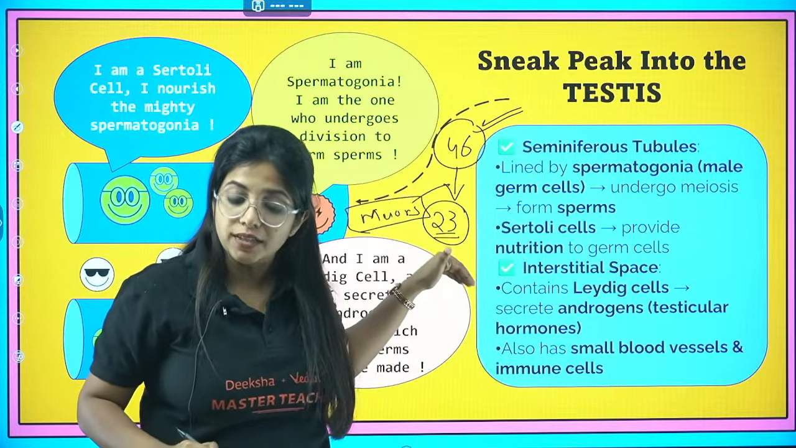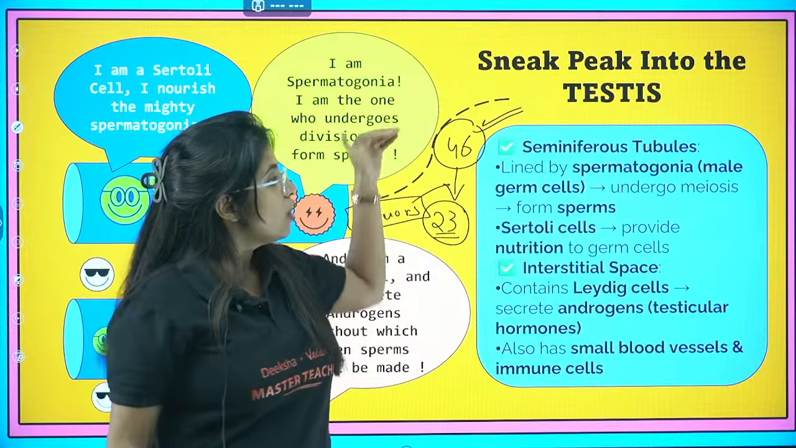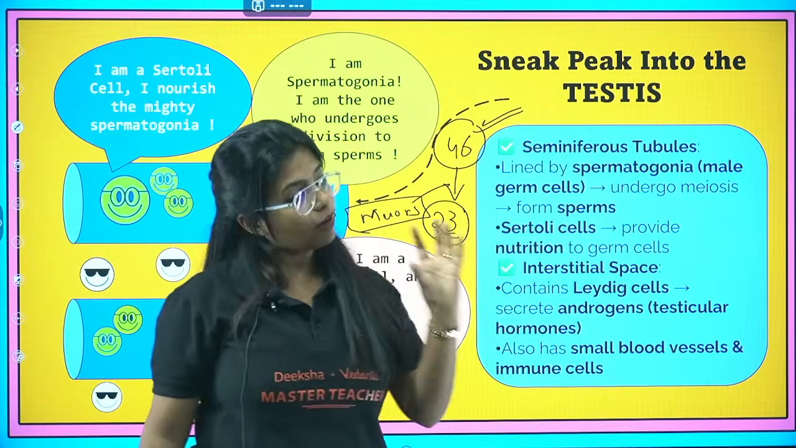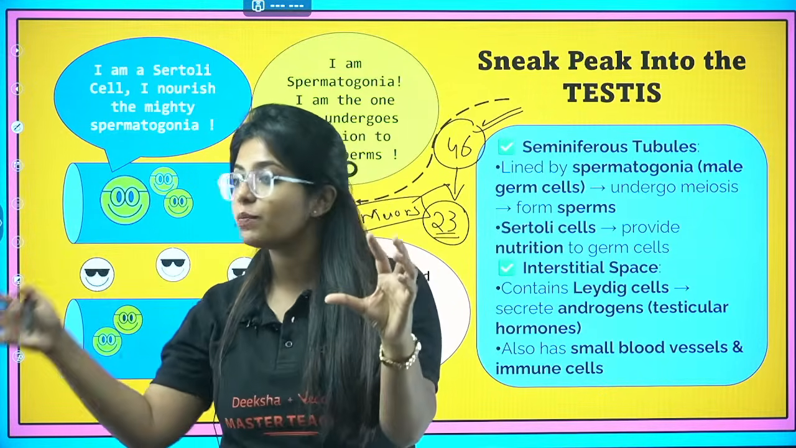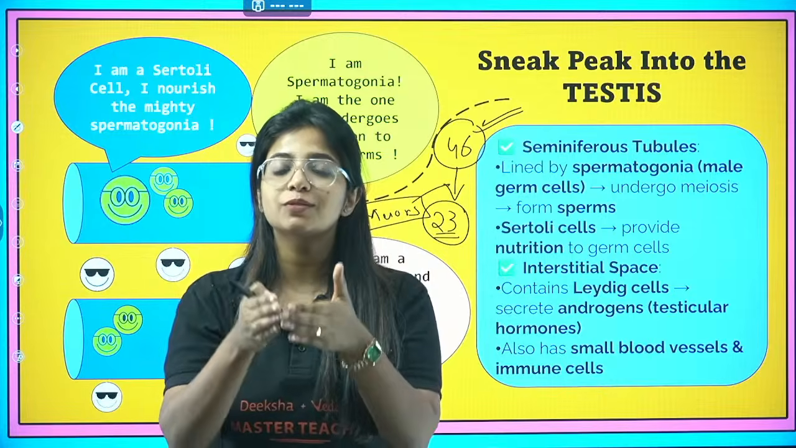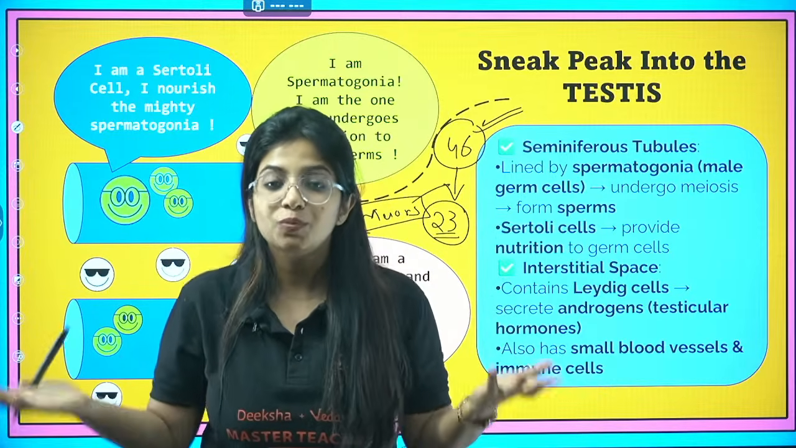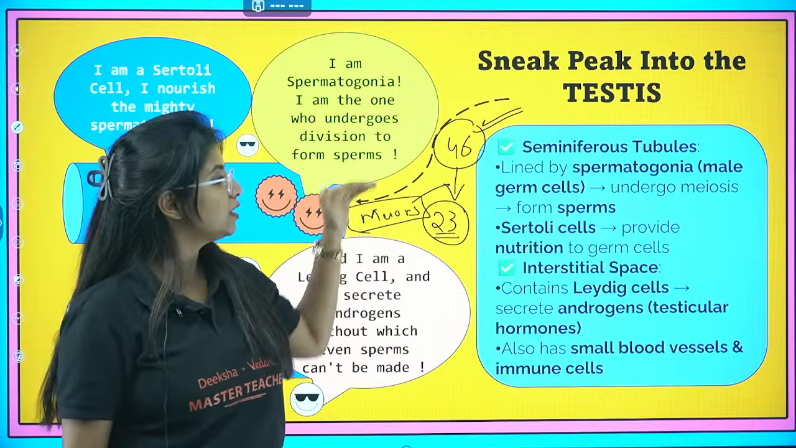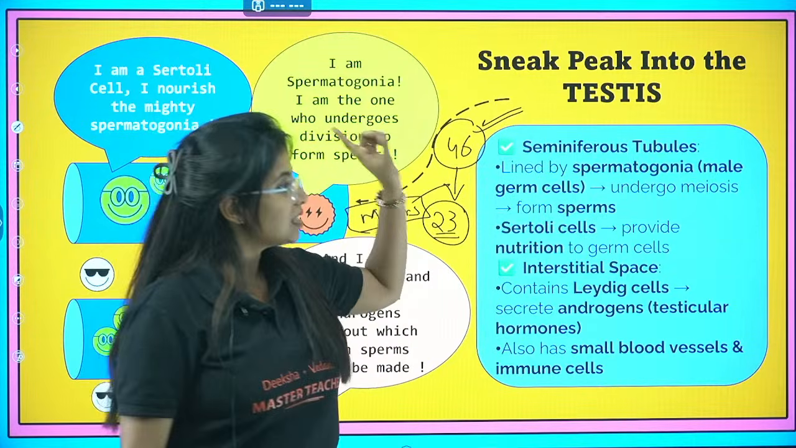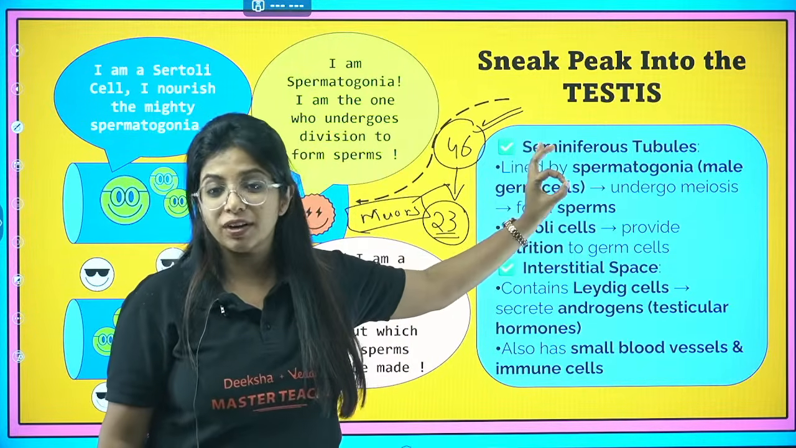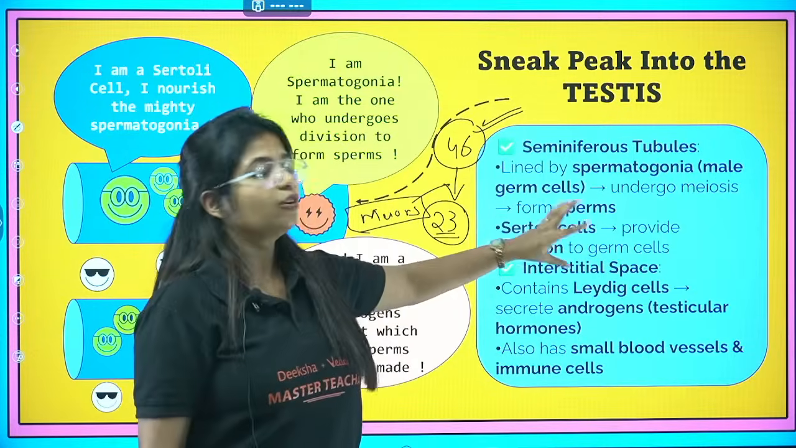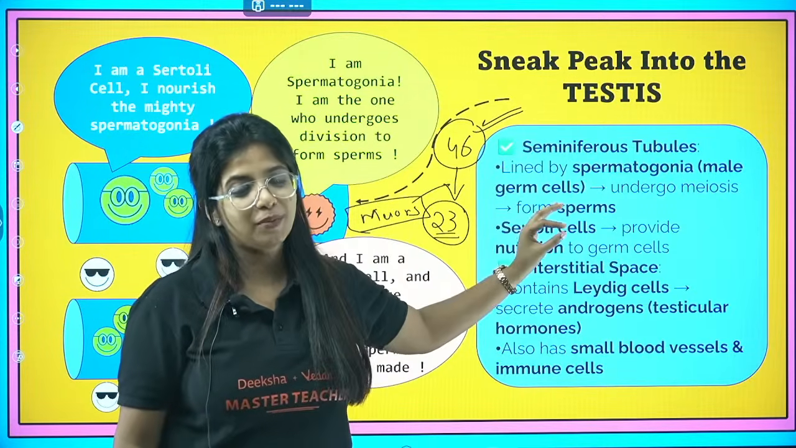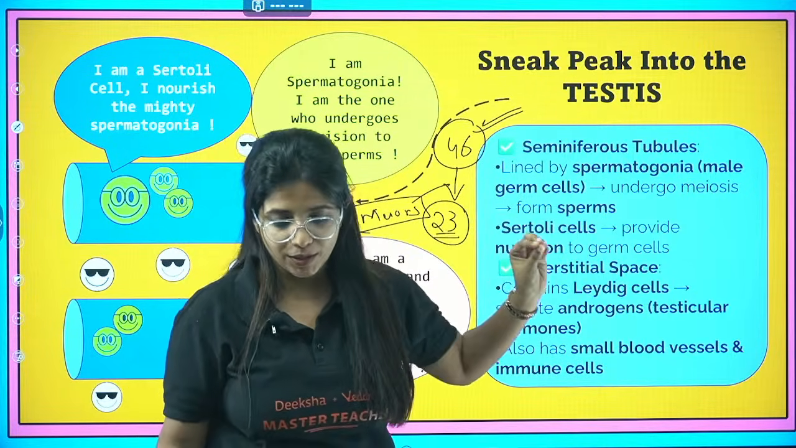If at all meiosis has not taken place, what is going to happen? 46 will remain 46 only. One male gamete containing 46, another female gamete containing 46. 46 plus 46, 92. Now that's not humanly possible. We need a normal cell, and for that, first of all, it needs to undergo meiosis. So in the seminiferous tubules, the spermatogonia which is there undergoes meiosis to form what? Sperm. Always remember, it undergoes meiosis, not mitosis.